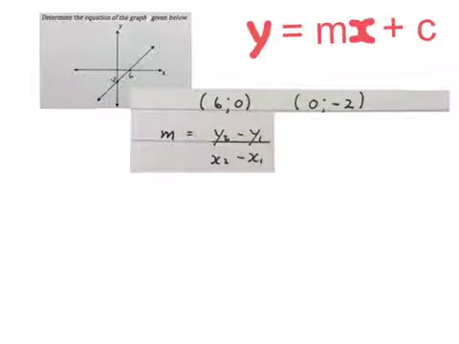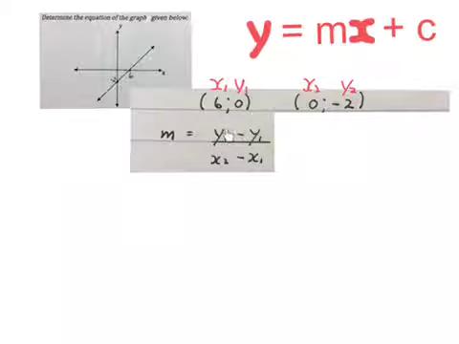Then you write down the formula for m that you're supposed to know. So m has got its own formula. m is y2 minus y1 over x2 minus x1. Then you label your coordinates. The first one x1 and y1, x2 and y2. You can even swap them around as long as you call the one coordinate 1 and the other one 2. Then you substitute these numbers into your formula.